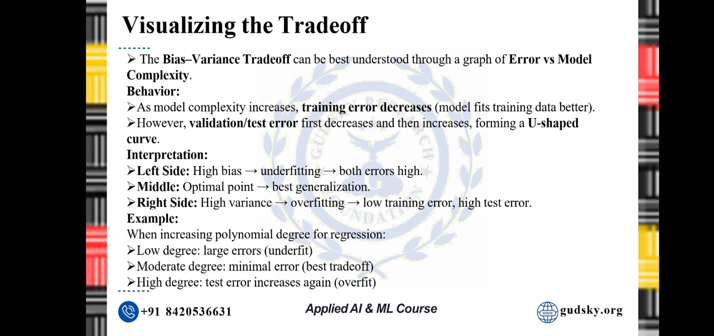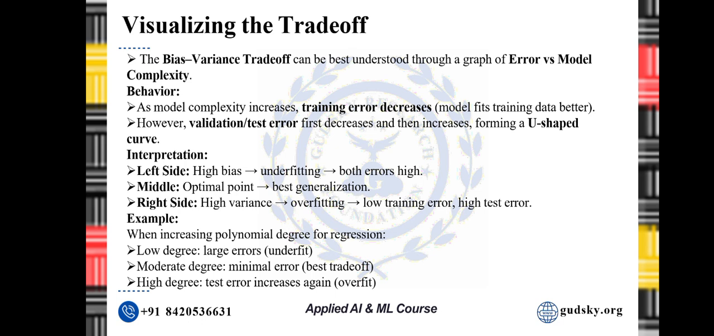Now imagine a graph where x-axis represents the model complexity from simple to very complex and the y-axis represents error. Here is what happens: as complexity increases, training error keeps going down because the model fits the training data better. But test error, the performance on unseen data, goes down and then goes up again. This gives a U-shaped curve for test error.